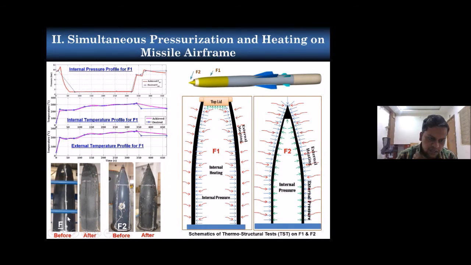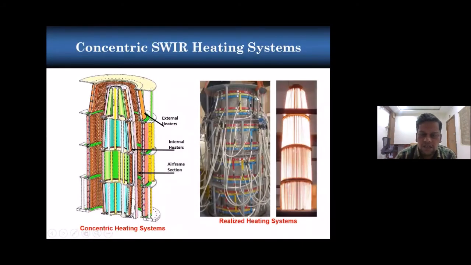This is the external F1 section before and after the test. Then this is F2 before and after the test. Here I will show you the setup. So this is the heater design. Here this is the F1 section. Internally it is assembled with 4 zones of heater. Externally also it is assembled with 4 zones of heater. So these are the realized heaters.